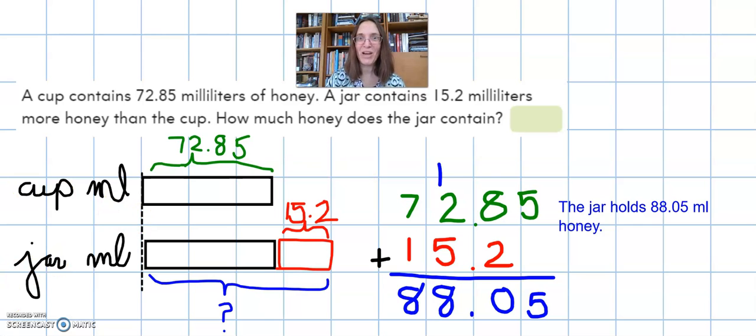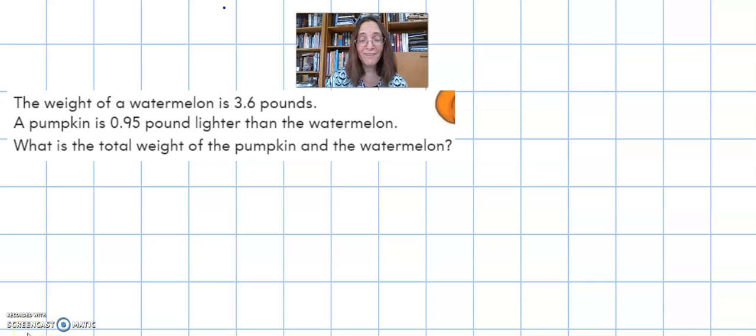Let's go do some subtraction. So here we have a problem involving decimals, and this is the kind of problem that you might be answering if you're trying to see if you can lift the watermelon and the pumpkin all the way inside from the car. The weight of a watermelon is 3 6/10 pounds. The pumpkin is 95 hundredths pound lighter than the watermelon. What is the total weight of the pumpkin and the watermelon?